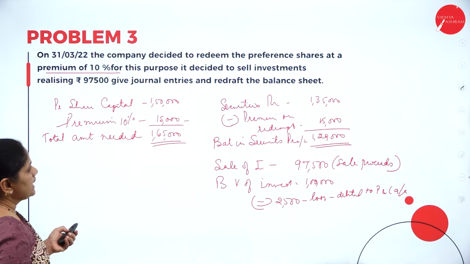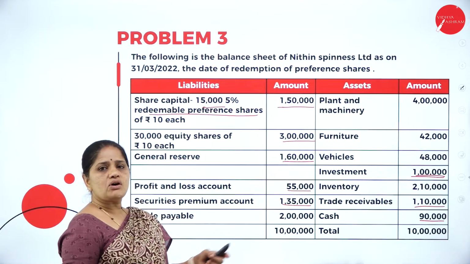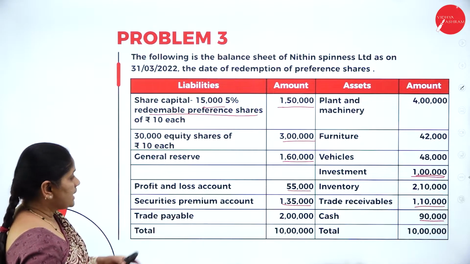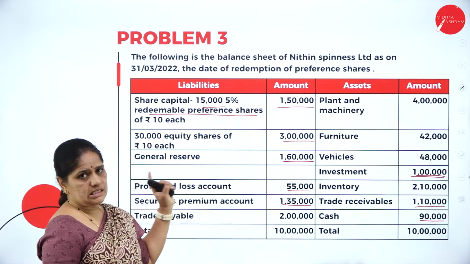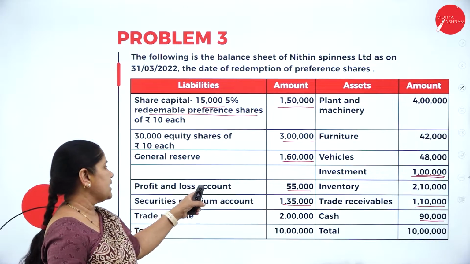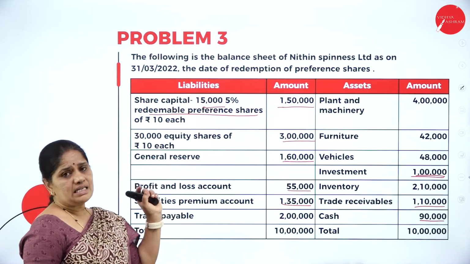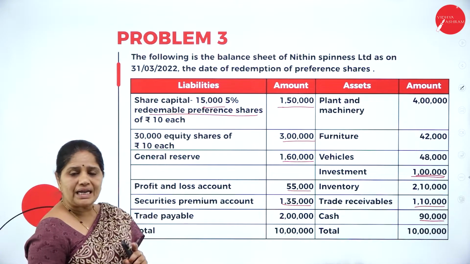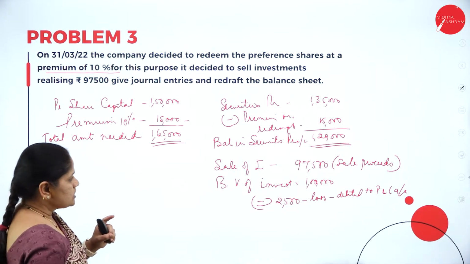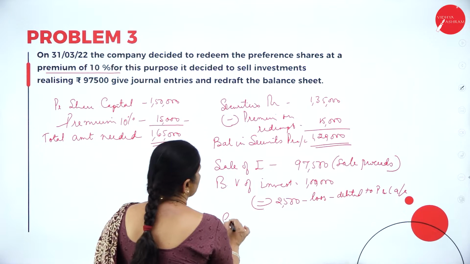Now, what is the next amount needed here? So we have a profit and loss account, we have a balance of 55,000. We also have the general reserve of 1,60,000. So we can make use of the general reserve, and any amount remaining we can make use of from the profit and loss account. But general reserve we have already 1,60,000. So we can make use of that 1,60,000 for repaying the capital. For the capital, we have the sale of investments 1 lakh, then we will make use of the general reserve.